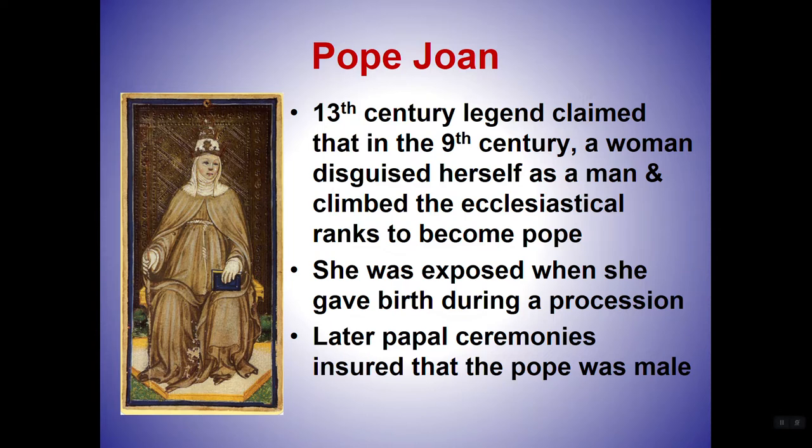The other story is that the people were so angry they tied her to the back of a horse, ran her through the streets, and then stoned her to death. Oh my, how gruesome. The legend is that in the aftermath of this experience, all papal processions avoid the intersection where Joan gave birth, and it is said that later papal ceremonies were conducted in such a way to ensure that the Pope is male.